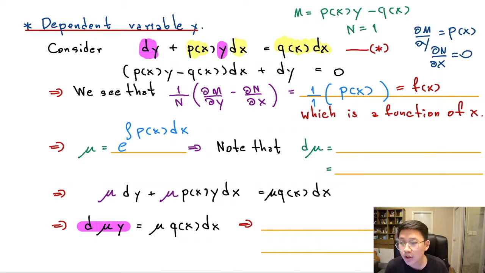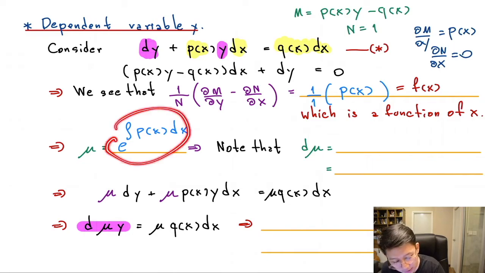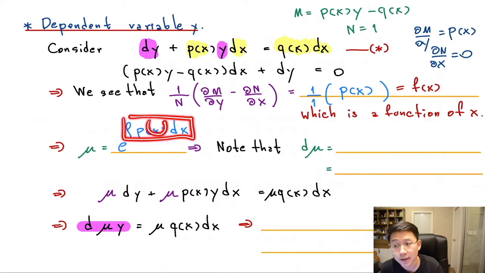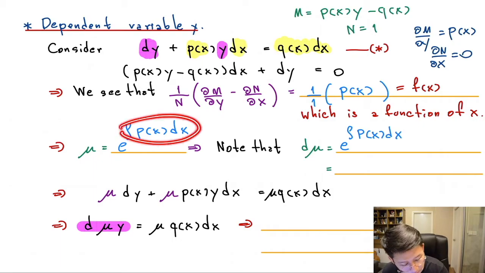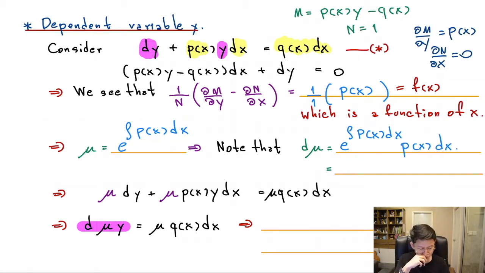Why? Because what is d mu? Mu is exponential, so if I look at the exponent as u, I'm going to use the chain rule. d of e to the u is e to the u times the derivative of the exponent, which is p(x) dx. So d mu is mu p(x) dx. Then I multiply mu into equation star.